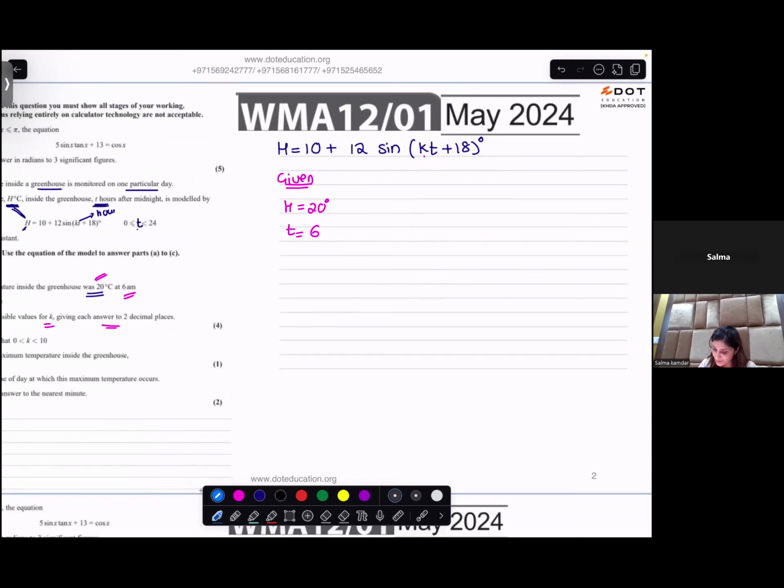If I substitute the information, H would be replaced by 20, which is equal to 10 plus 12 sine. I want to find K. My time is 6 K plus 18. Do not forget the degrees. Now 20 minus 10 would make it 10.